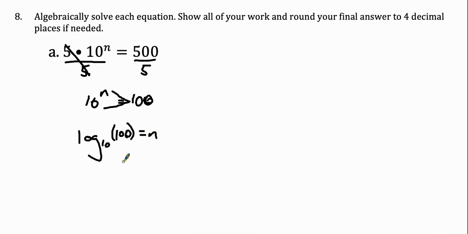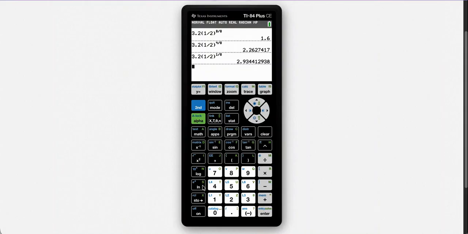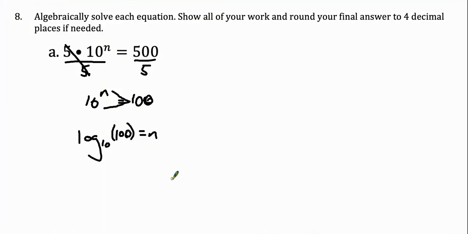And then we could put this in the calculator because my variable is by itself. So remember, this button here is already log base 10, so I can just do log base 10 of 100, and that's just equal to 2. Right? This one, I mean, we probably could have figured that out at this step, right? We could have figured out that n was equal to 2.